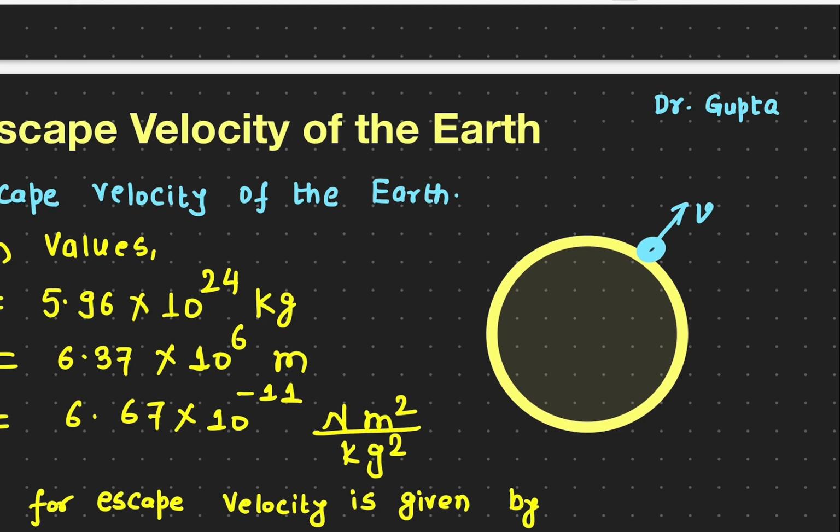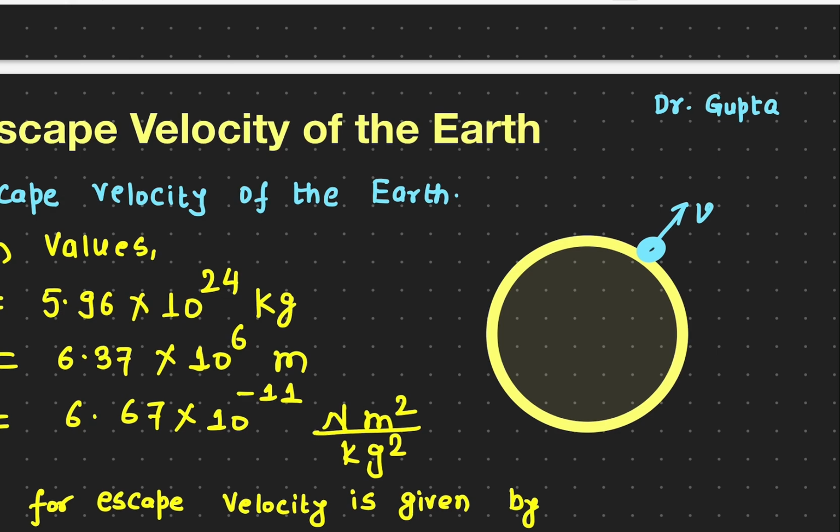I'll do the calculation later. The escape velocity is 11.2 kilometers per second for the Earth. That means if we throw an object at 11.2 kilometers per second, the object will gradually slow down, and it will keep slowing down forever and ever, and it will never reach zero velocity. It will always be slowing down, and it will never return to the Earth's surface.